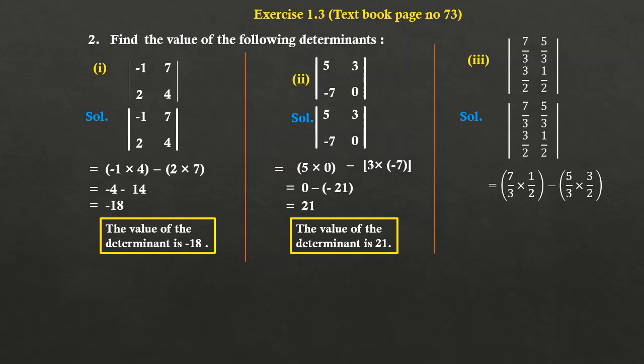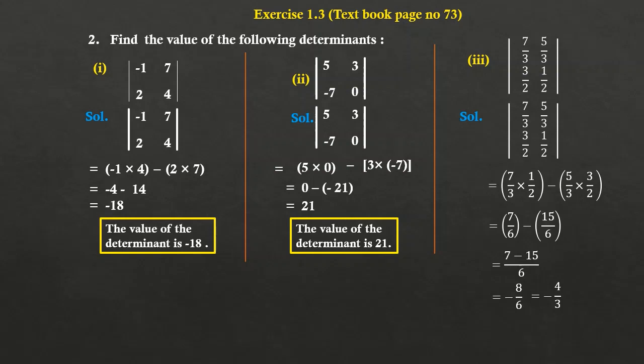So now 7 multiplied with 1, 7 ones are 7, and 3 twos are 6. Similarly multiply here, 5 threes are 15, 3 twos are 6. So the first bracket's answer we get is 7/6 and the second bracket's answer is 15/6, so the denominator will also be the same. So we are getting 7/6 minus 15/6. Now the denominator, as we are observing, is the same, so we can subtract the numerators. So 7 minus 15, whole divided by 6. 7 minus 15 gives you -8 divided by 6.